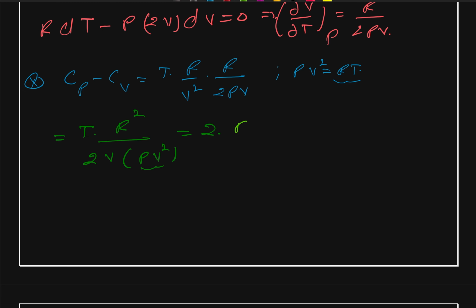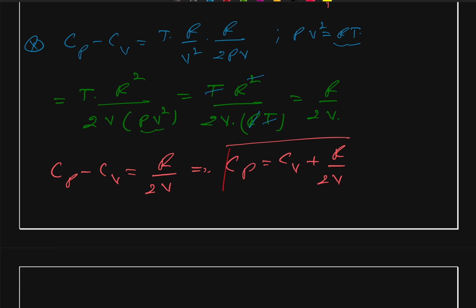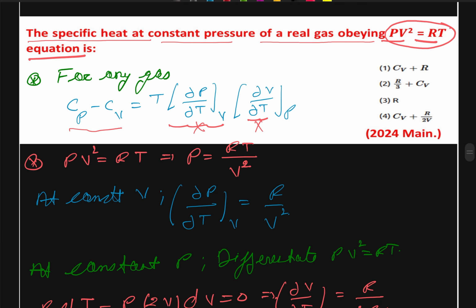So we get T R square upon twice V, and we have this as R times T, and this square cancels, this T goes with T, so we are left with R upon 2 times V. Therefore, finally we get Cp minus Cv is equal to R upon twice V, or we can say that Cp is equal to Cv plus R upon twice V. So we get option number 4 is correct.